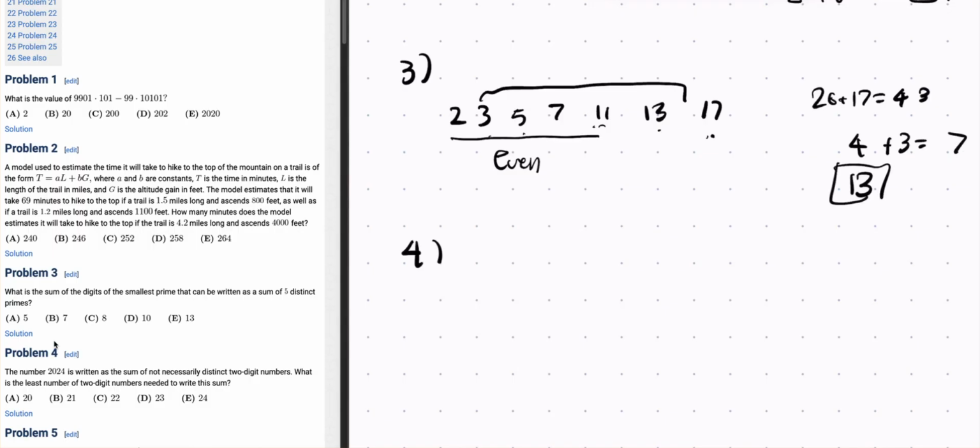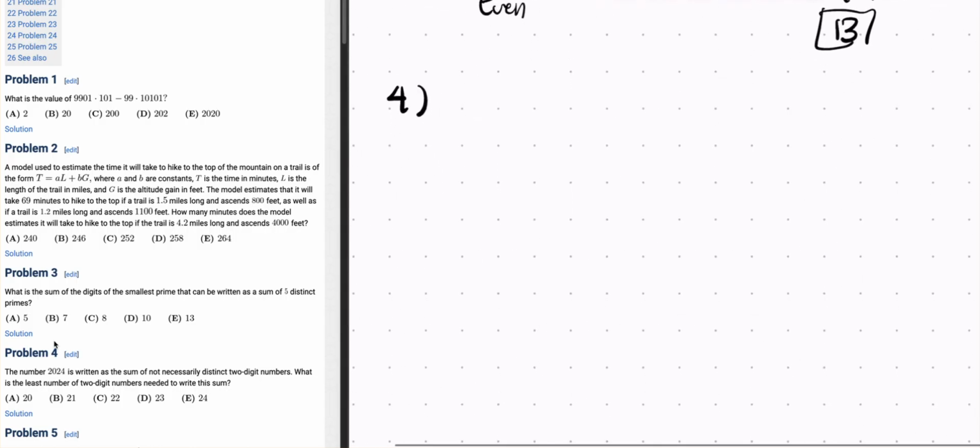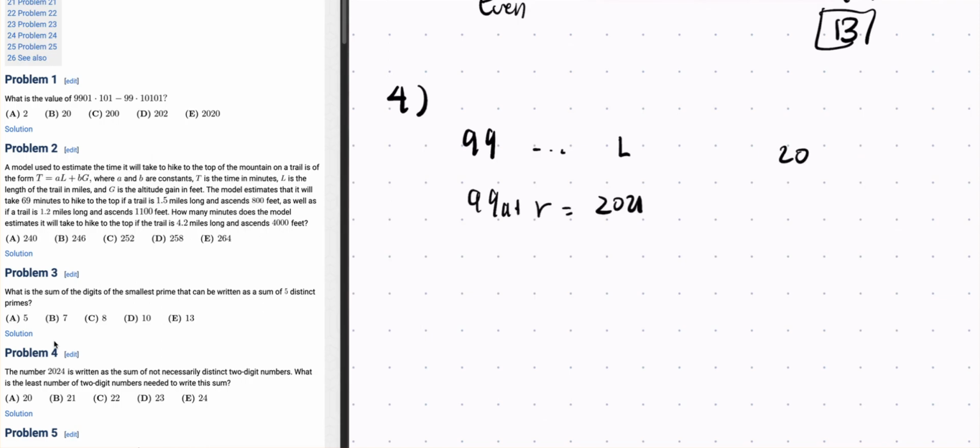And now let's try number 4. The number 2024 is written as the sum of not necessarily distinct two-digit numbers. What is the least number of two-digit numbers needed to write the sum? Okay, so we can just spam 99 until there's a remainder last one. So 99a plus r will be equal to 2024, and so we just divide 2024 by 99. This is 2,198. That gives us 44.